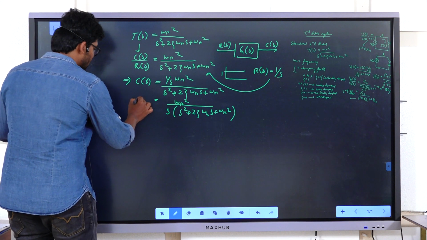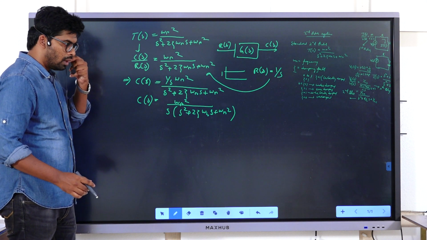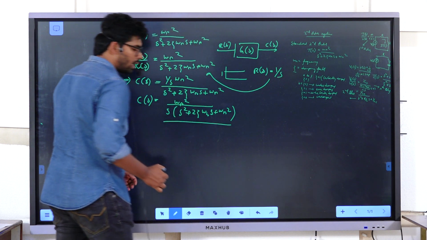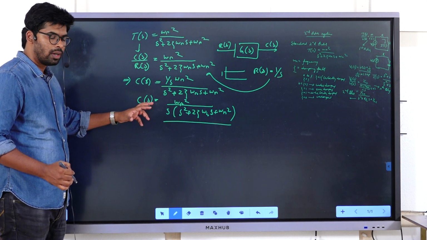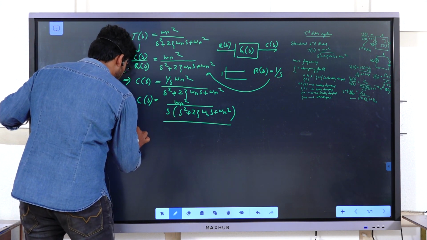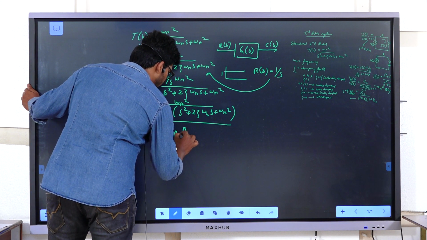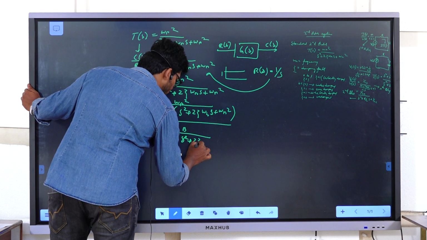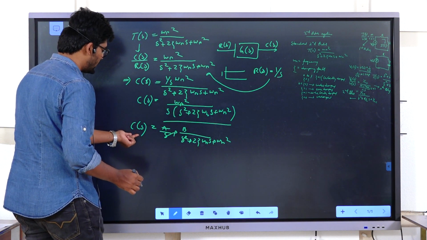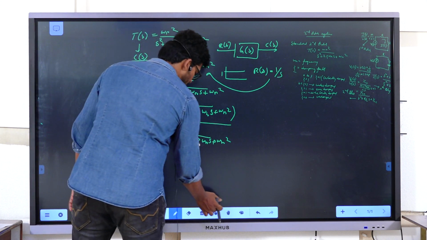Now the response C of s will depend on the roots of the system. We want to find this C of s in the time domain. What we have to do is a partial fraction expansion. So C of s can be written as A by s plus B by s square plus 2 zeta omega n s plus omega n square. For the response C of s to the input R of s, I need to find the Laplace inverse of this.